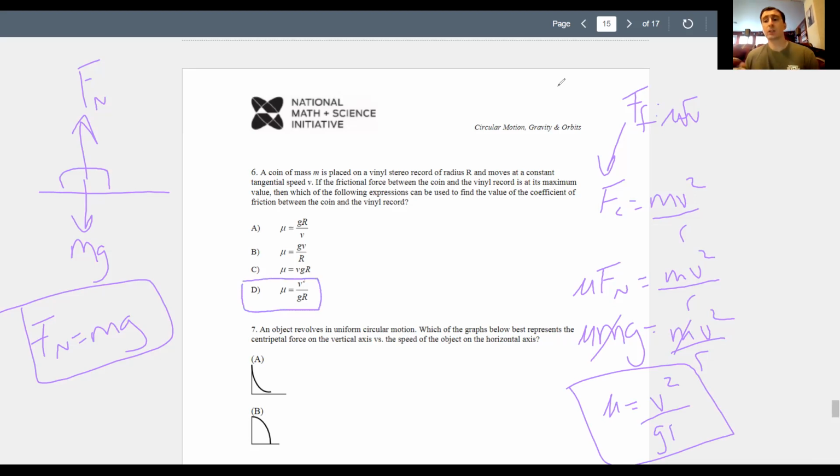Okay. And this just goes to show that the centripetal force could be anything. Whatever the force is that's keeping the object in the circular path is the centripetal force. In this case, it was the friction. Okay.